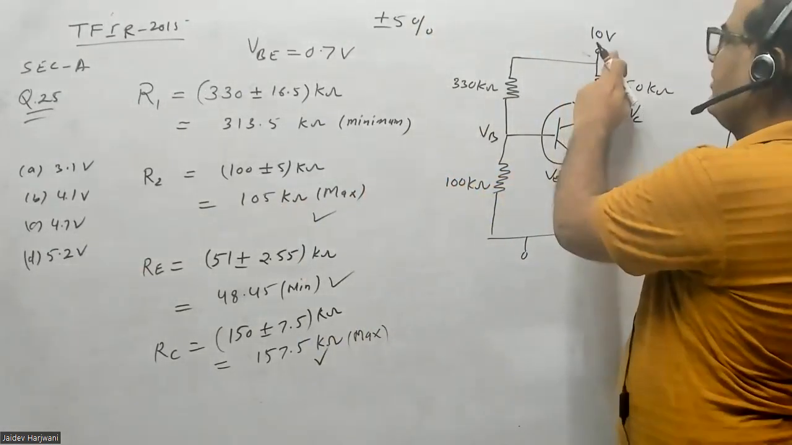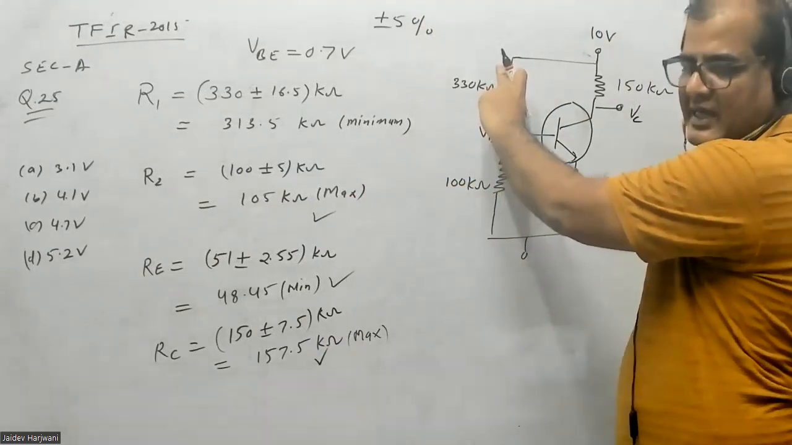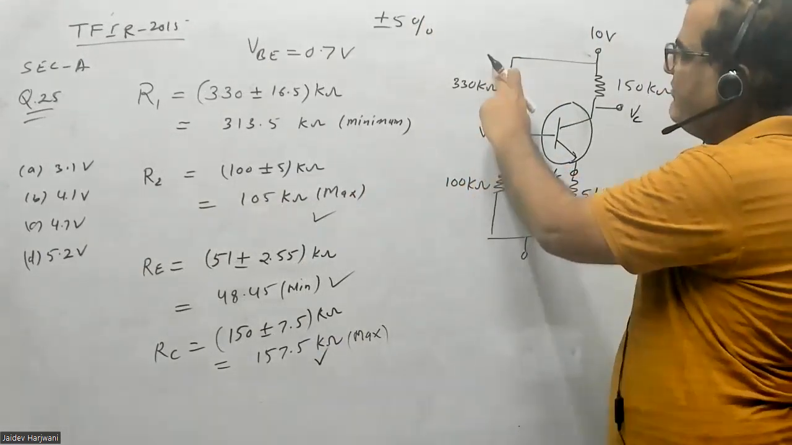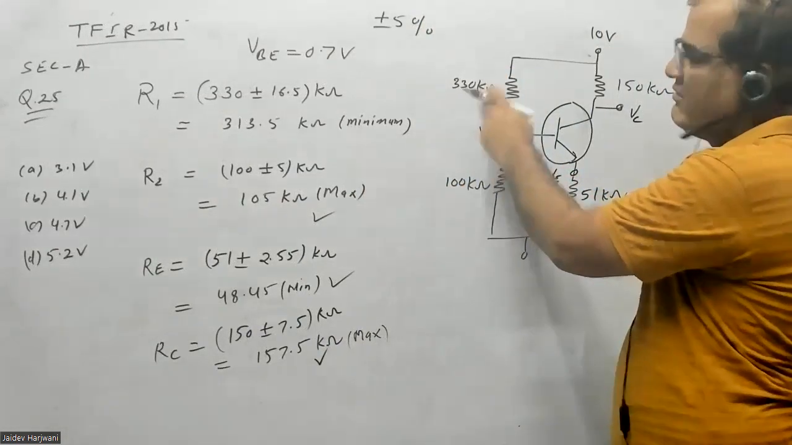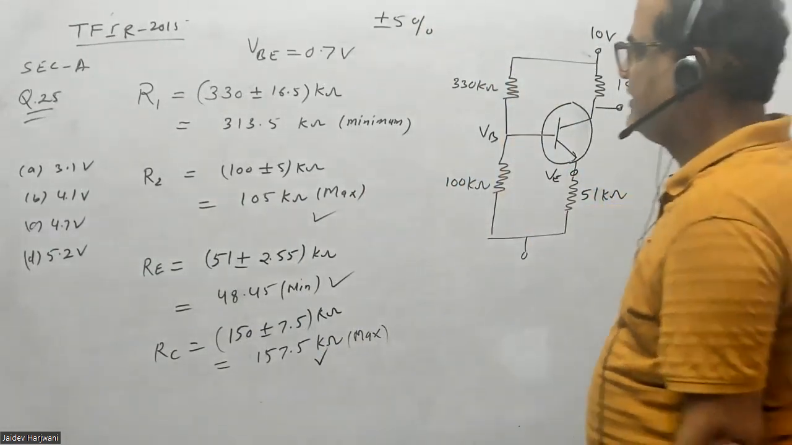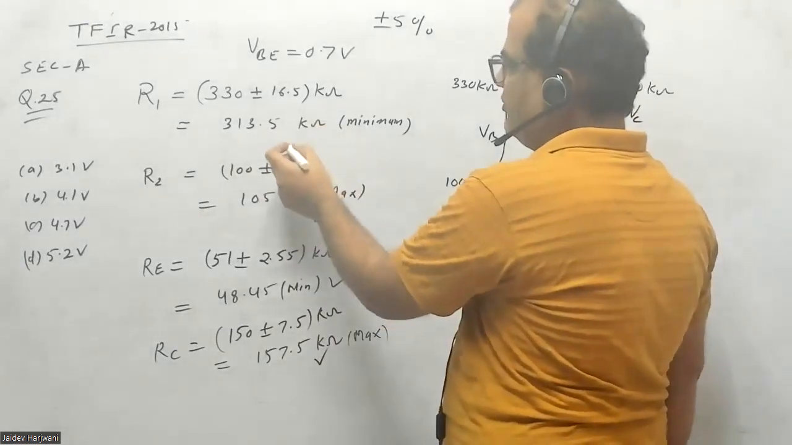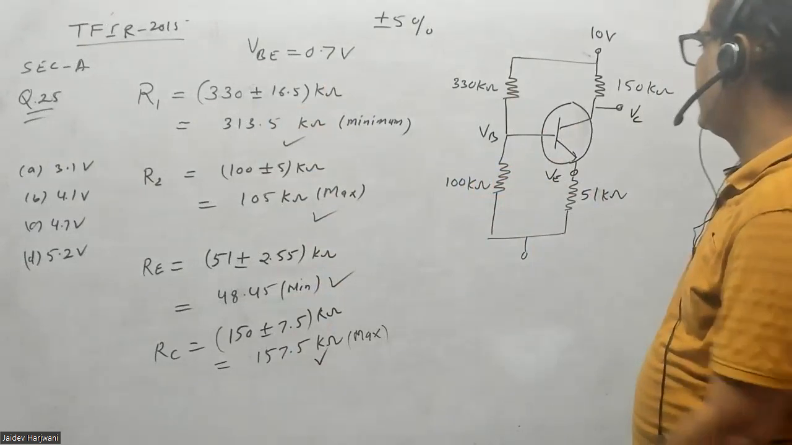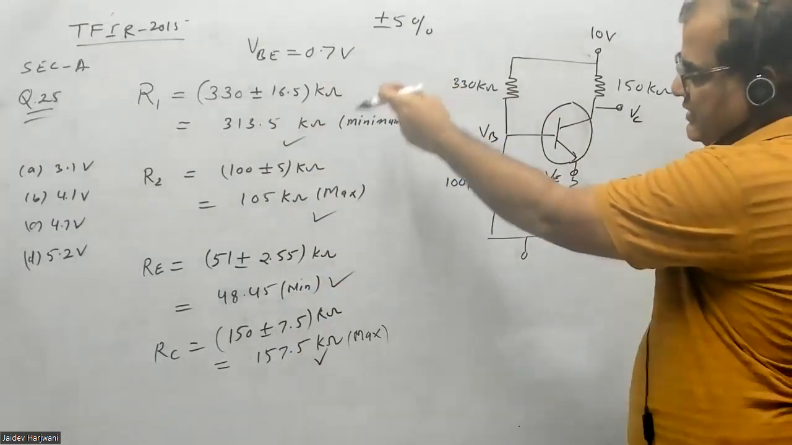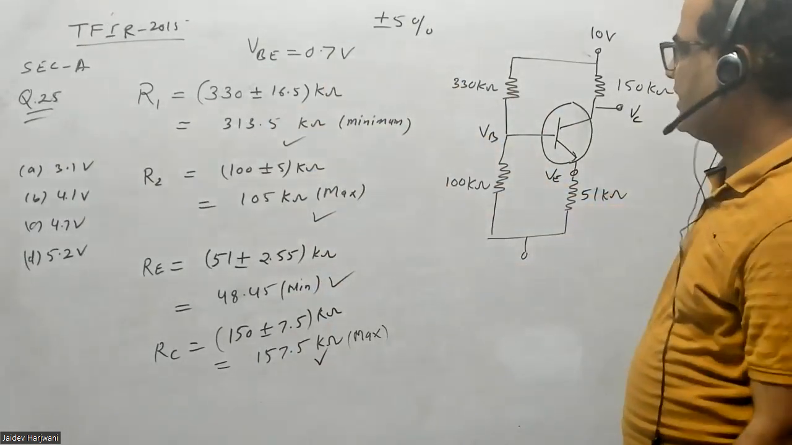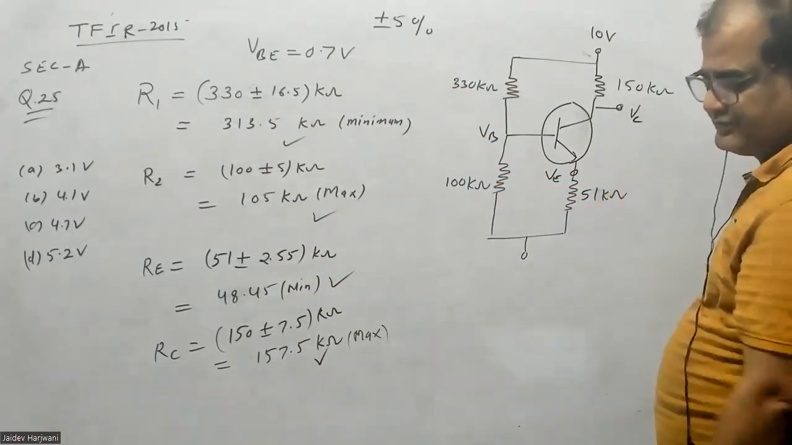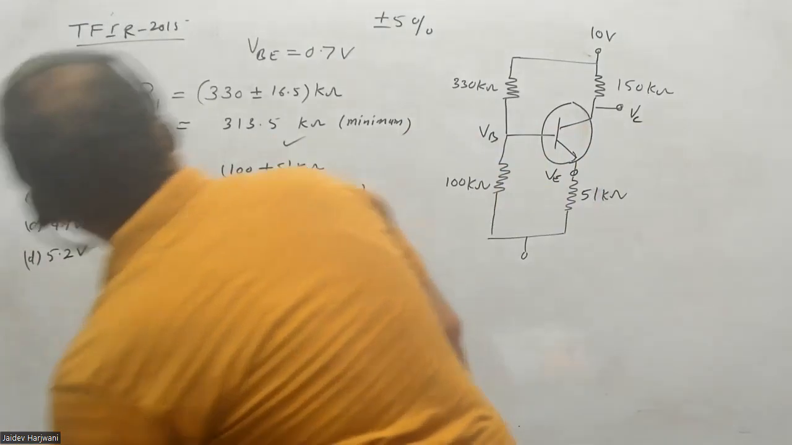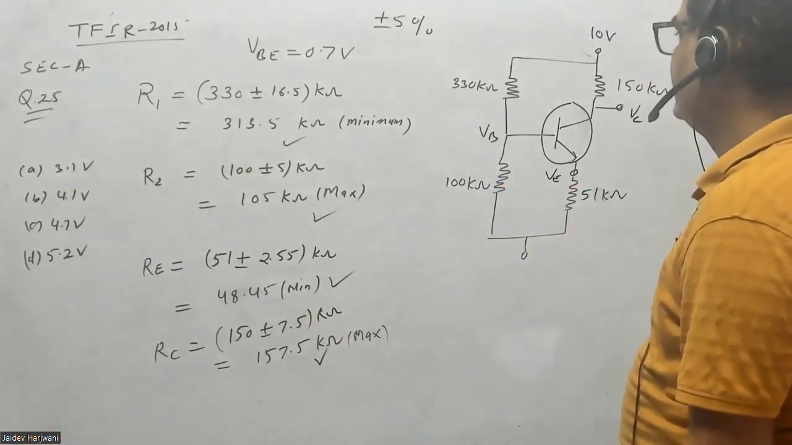Out of this 10 volt, as little voltage as possible should drop across R1 and maximum voltage should drop across R2. So for R1 I will take the minimum value of this 330 kilo ohm, that is 313.5 kilo ohm. So now these are my values. Because I want the minimum VC here, I will take these values for my calculation of VC. Once I understand this concept, now we can do the calculations.